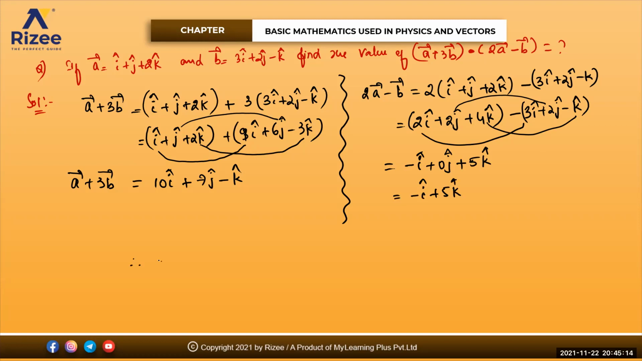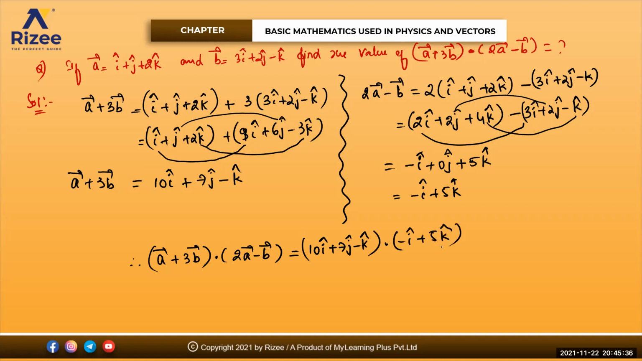So therefore I can write here (a bar plus 3b bar) dot (2a bar minus b bar) will be equal to (10 i cap plus 7 j cap minus k cap) dot (minus i cap plus 5 k cap). i cap can be multiplied with i cap, k cap can be multiplied with k cap. There is no multiplication for 7, so we need to leave the 7 as it is.